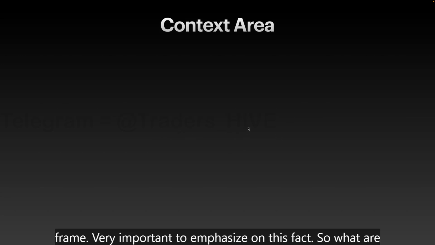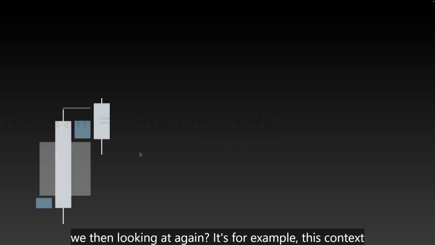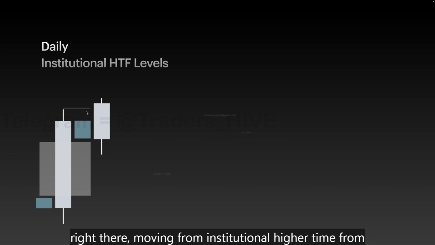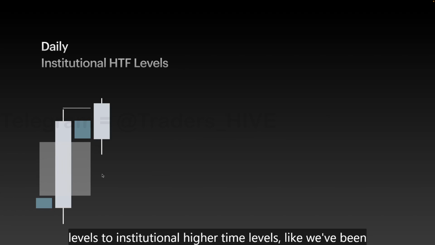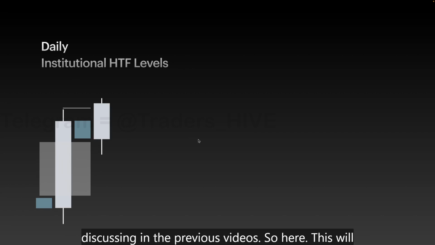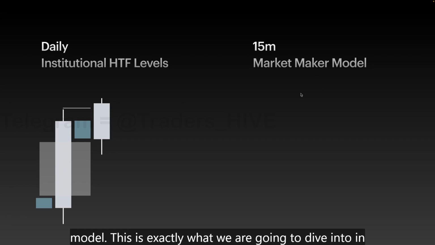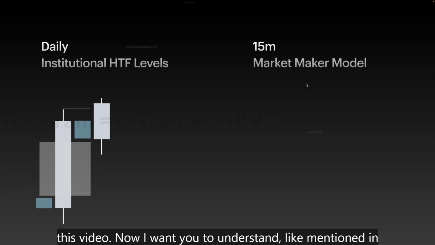So what are we then looking at? Again, it's, for example, this context area right there, daily fair value gap towards daily swing high, moving from institutional higher time frame levels to institutional higher time frame levels, like we've been discussing in the previous videos. Here, this will translate over to, for example, a 15-minute market maker model. This is exactly what we are going to dive into in this video.